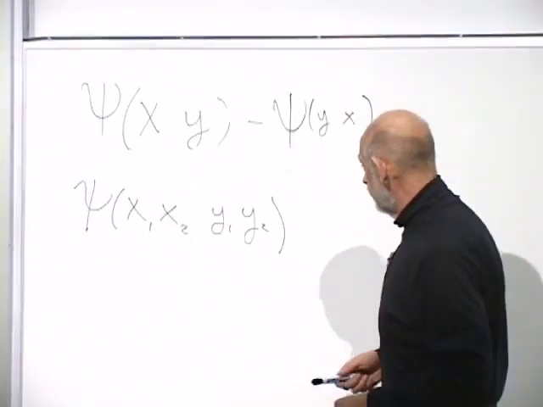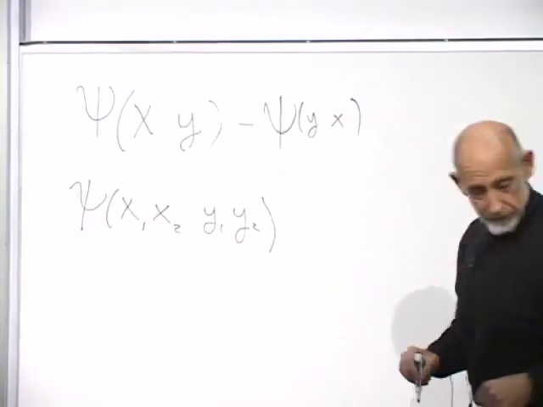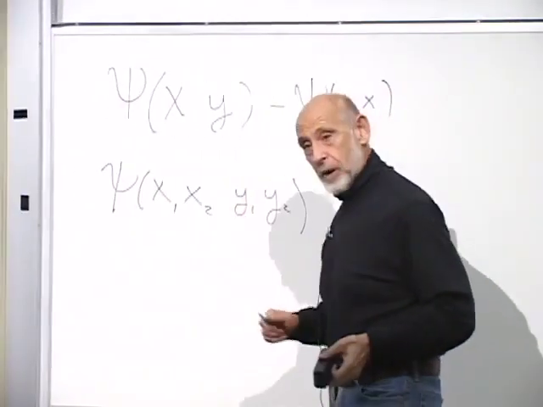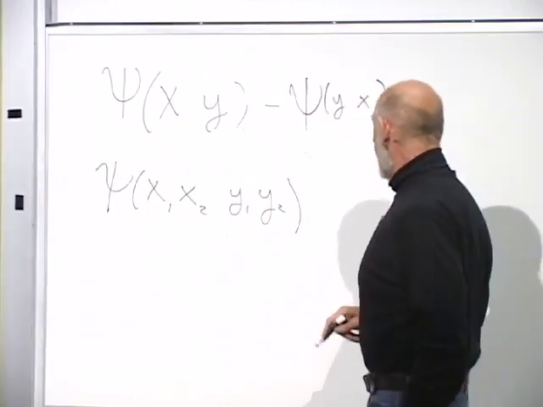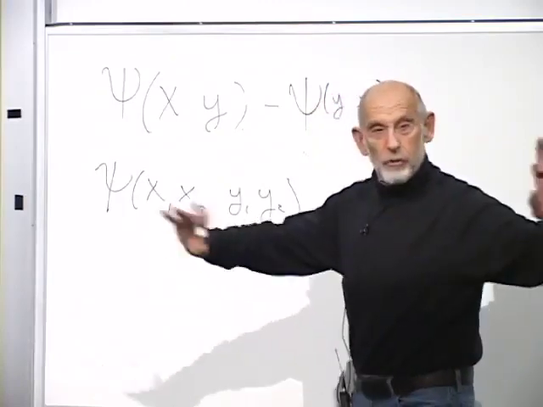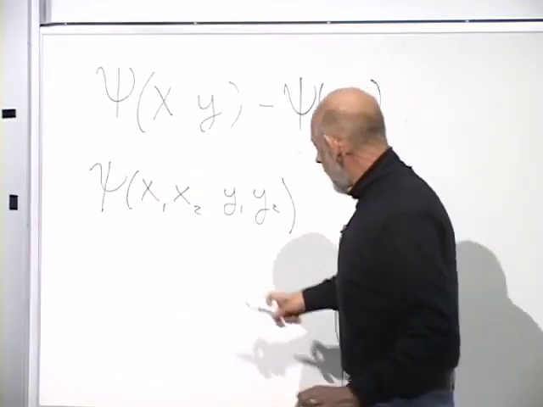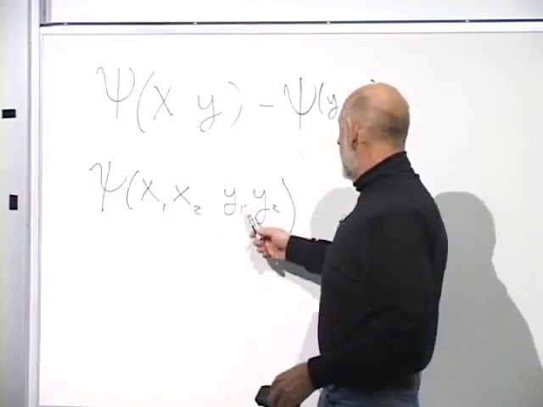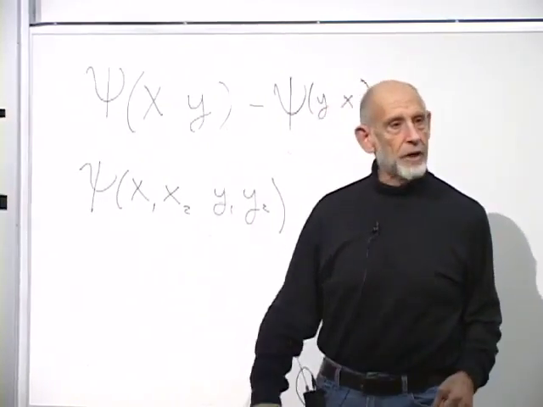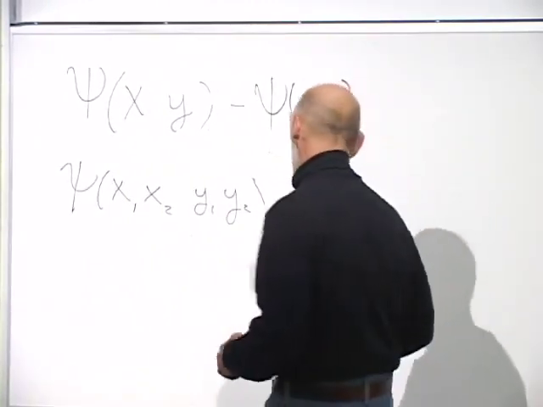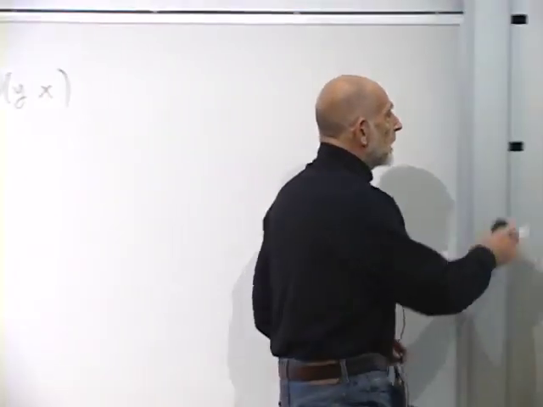Those are the only rules. Sign change when you interchange x1 and x2, that's because electrons are fermions, and a sign change when you interchange y1 and y2 because protons are fermions. Okay? So let's see what kind of wave functions we can build.